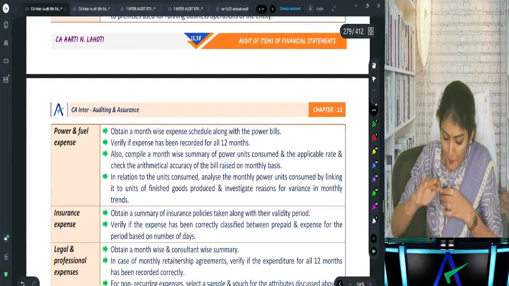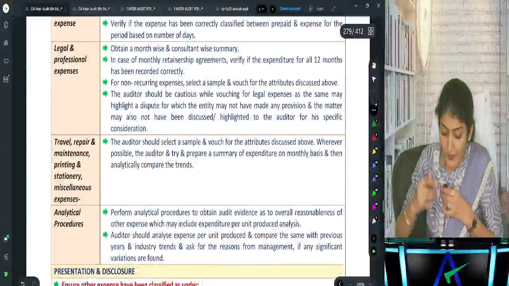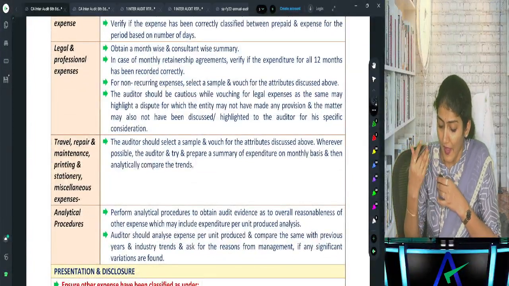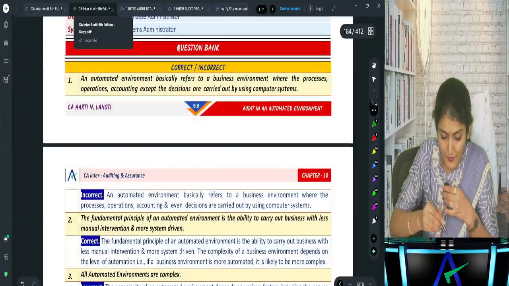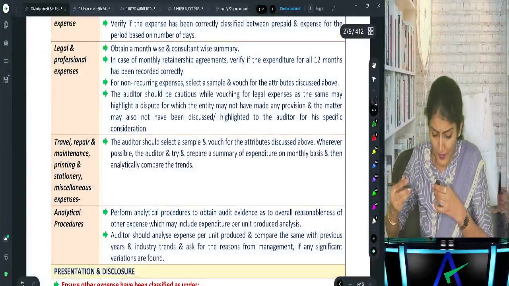Rent expense, power and fuel expense, insurance expense, legal and professional expense, travel, repair, maintenance, printing, stationery, miscellaneous expenses, and then the analytical procedures. Right, so again in the exams we have seen the question regarding the rent and power and fuel expenses over there.